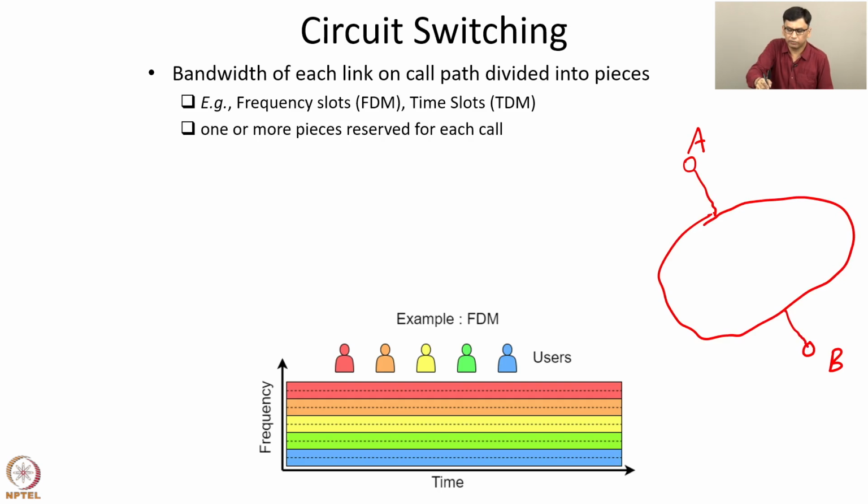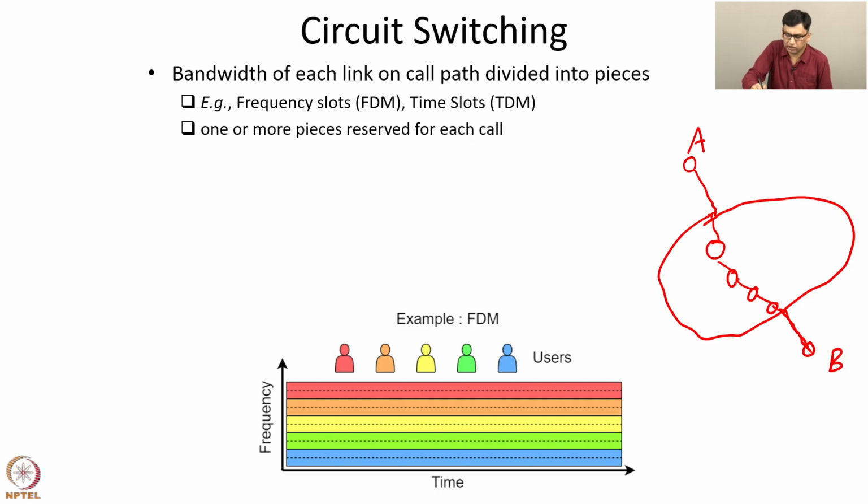First of all, before the call between A and B starts, a path is identified, which consists of many routers from A to B. So suppose this is the path identified for the call from A to B. Then the bandwidth of each link on this call path is divided into pieces, either via FDM, that is frequency division multiplexing, or time division multiplexing. These pieces might be frequency slots or time slots, and one or more pieces are reserved for each call.